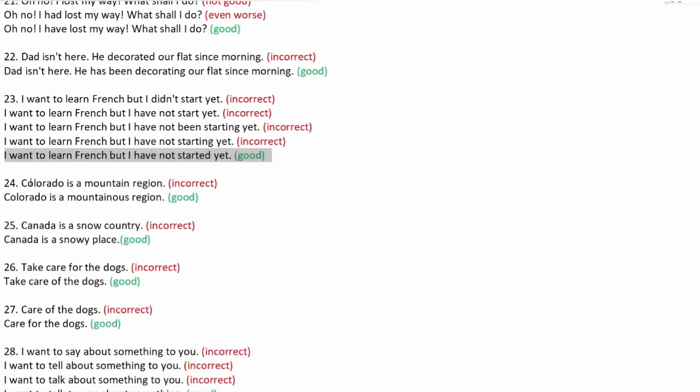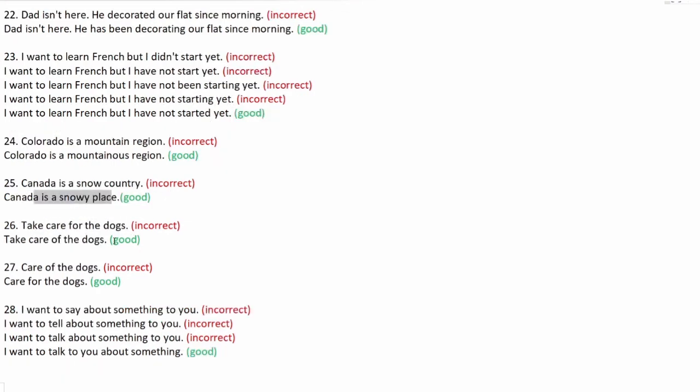24. Colorado is a mountain region. Again, it's incorrect because it's not a mountain region, it's a mountainous region. Right. Canada is a snow country. It can't be a snow country. It's a snowy country or a snowy place, whatever.